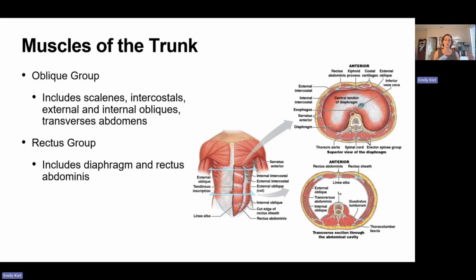Little star here. You don't really think about your diaphragm being in the rectus group. It is in the rectus group. And then also your rectus abdominis, which makes a little bit more sense.